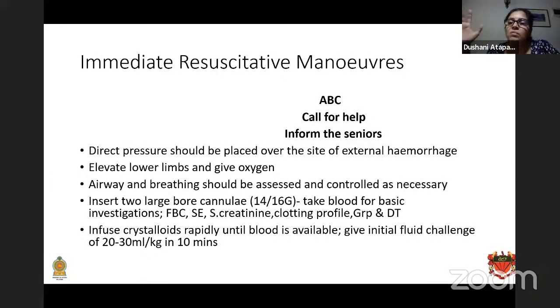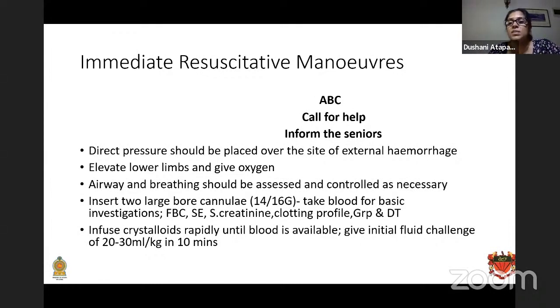So don't forget your basics, ABC, and call for help, because if you anticipate a massive bleeding and massive blood transfusion, you can't manage it alone. So call for help and inform your seniors. As I said, if it is obvious bleeding, keep direct pressure over the site of the external hemorrhage and elevate the lower limbs of the patient. Thereby you facilitate venous drainage, to increase cardiac output and maintain a good blood pressure.